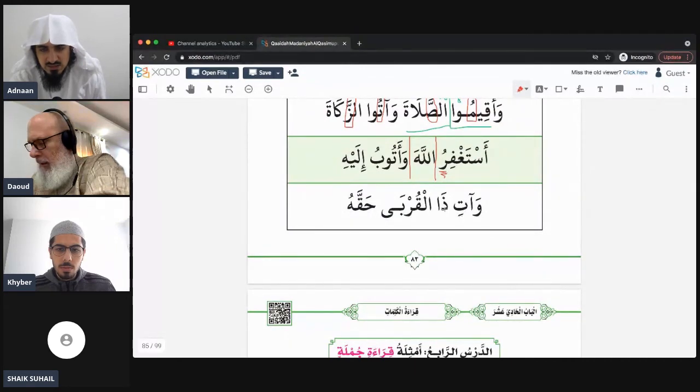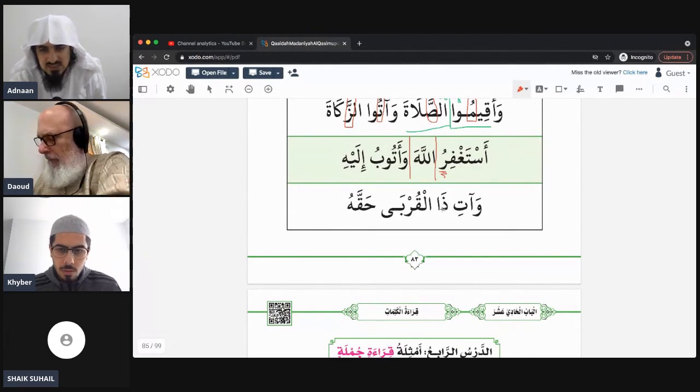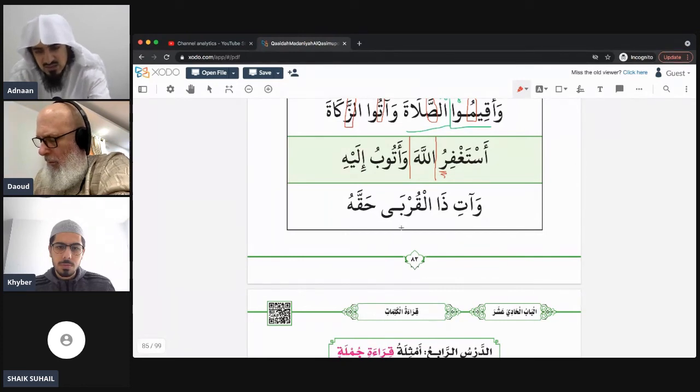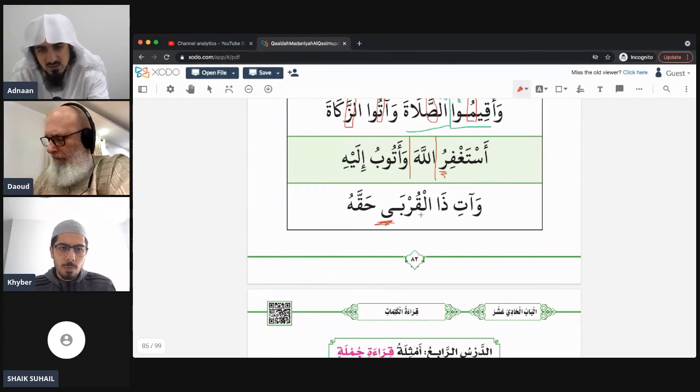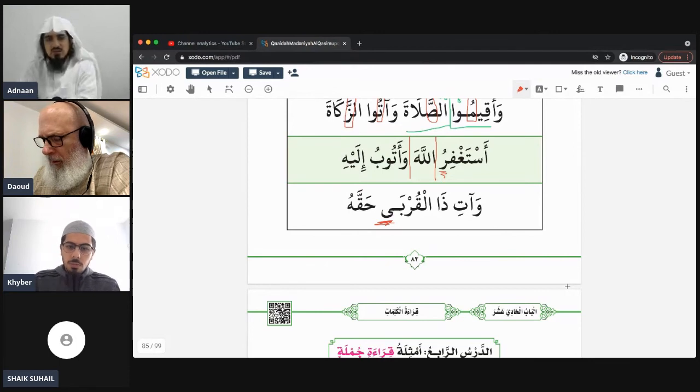Wa-a-ti. And look, I'm just going to join straight away. If I want to read them alone, I'll say wa'ati dhal qurba. I just want to join dhal straight to this sukun. Dhal qurba. This is where, when you were telling us about the alif maqsura, here it is. Another example. Originally this is a ba, and we just say ba with a fatha, qurba. They want us to pull it, qurba, a little bit. Wa'ati dhal qurba haqqahu.